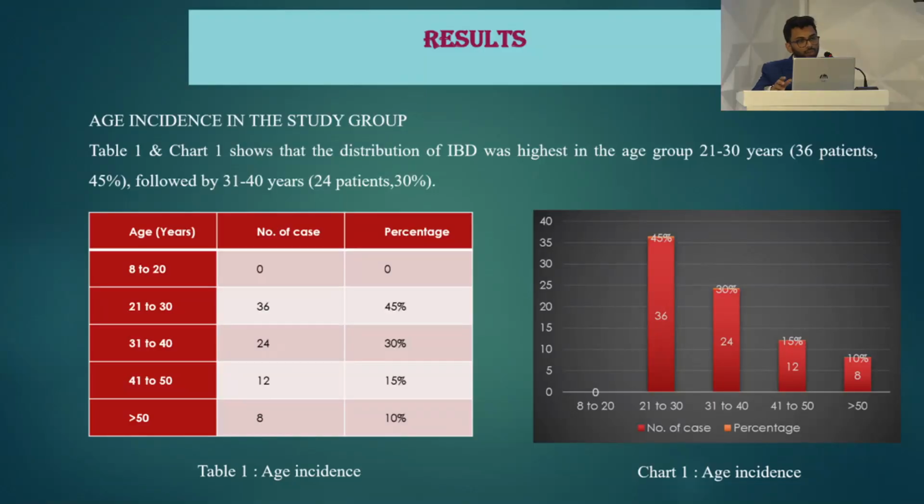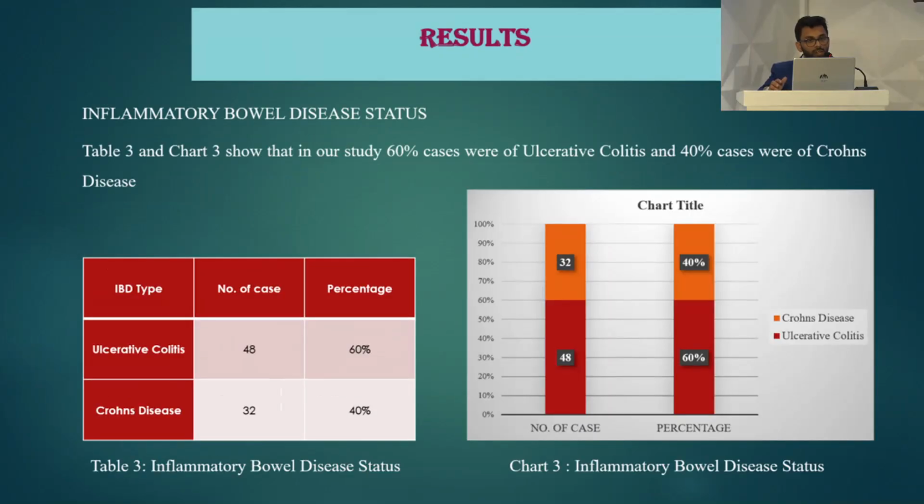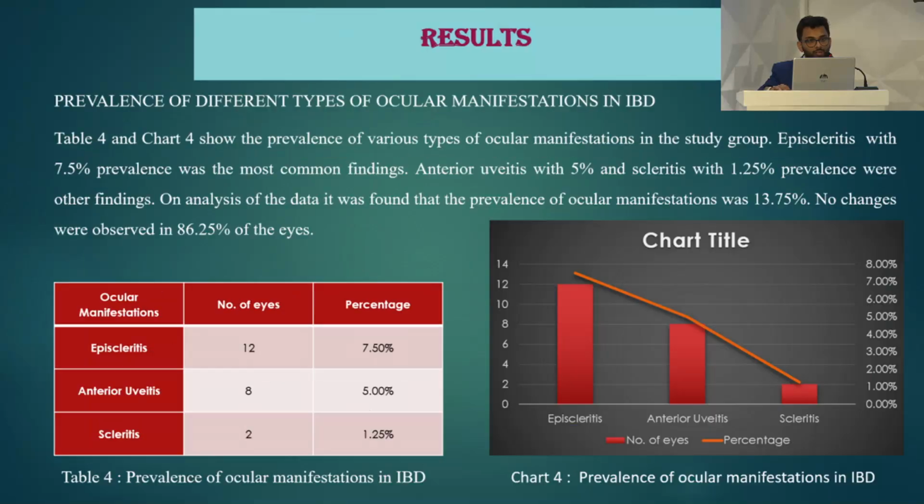In our study, we have found that the distribution of IBD was more common in the age group of 21 to 30 years. Mean age was 32.5 years, and these IBD patients were more common in males in our study. 67.5% were male, and 32.5% were females. And in our study, 60% of the cases were ulcerative colitis, and 40% were Crohn's disease.